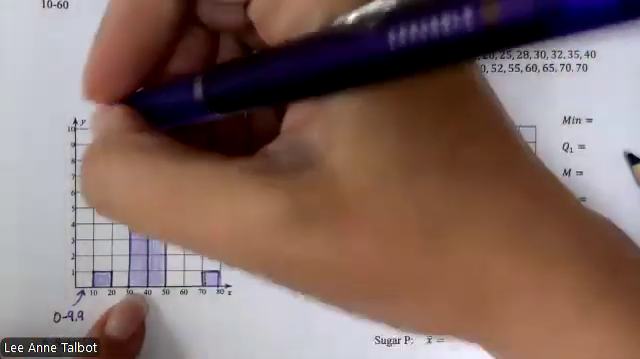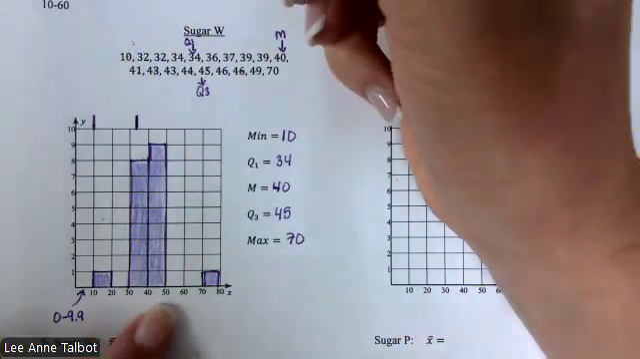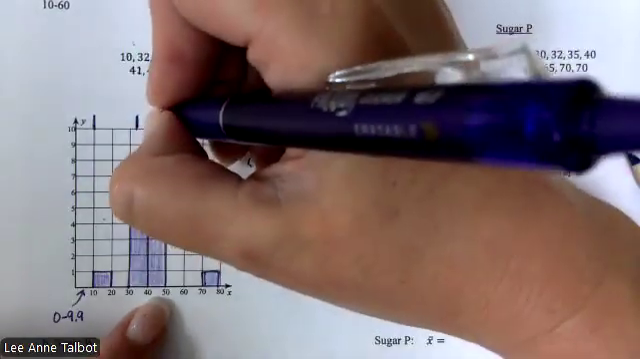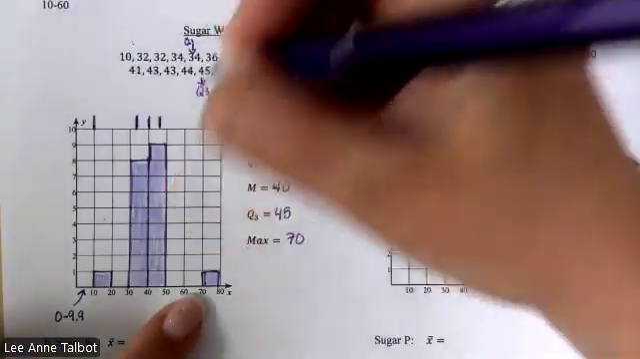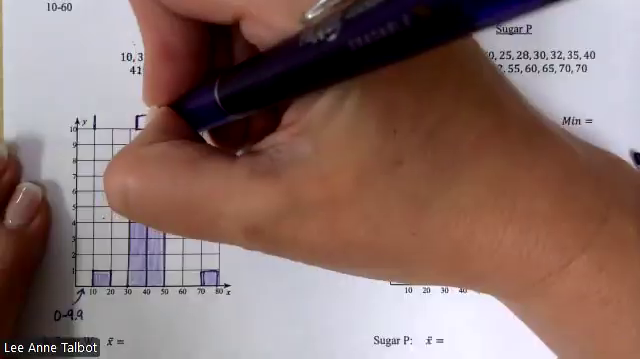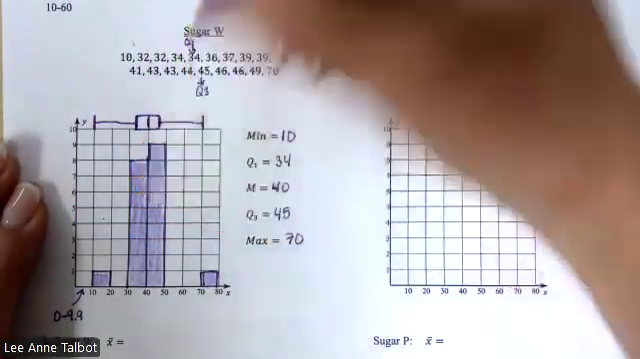Okay. Quartile 1 is 34. It's like there. Median is 40. Quartile 3 is 45. Max is 70. Done.